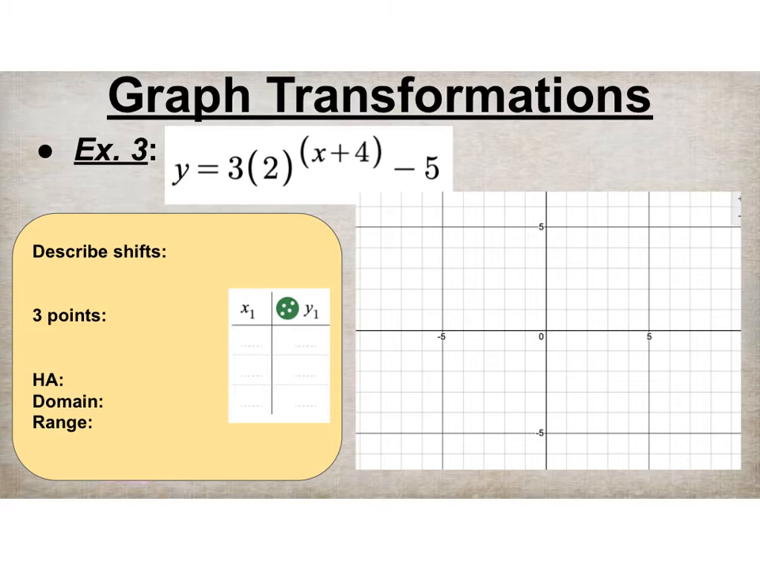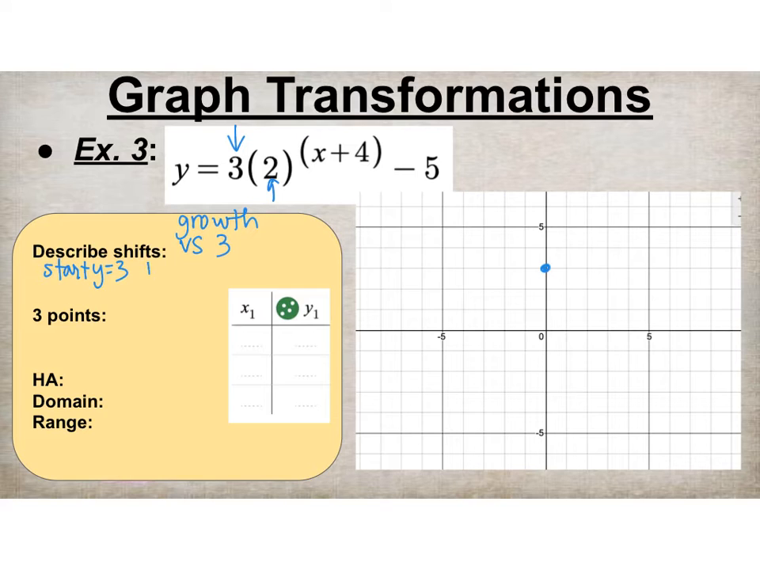Let's jump in and we'll try to graph some transformations. So looking at all these numbers, I need to figure out what the 3, 2, 4, and -5 do. I'm going to start by describing the shifts, and I'm going to start with the 2. The 2 means that it's growth. So we're going to keep that in mind. Then I'm going to go to the 3. It's vertically stretched by 3, but I'm also going to start at y equals 3 for my y-intercept. It's not going to be my actual y-intercept, but that's a place I'm going to start.